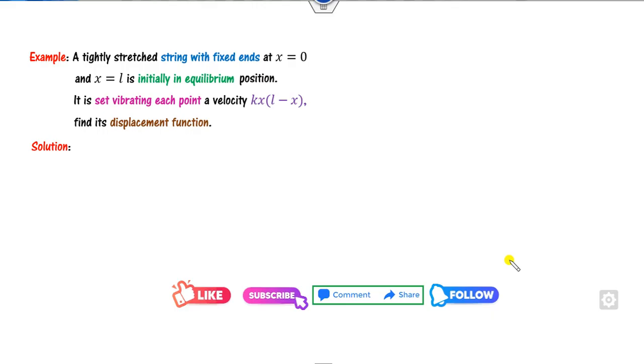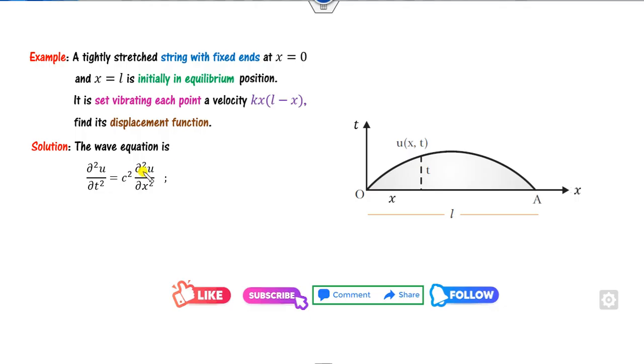Now look at another question. A tightly stretched string with fixed endpoints always behaves like a wave equation, so you can start with the wave equation. The length is L. The endpoints are fixed, so u(0,t) is 0, and at the point A whose length is L, this is given to me.